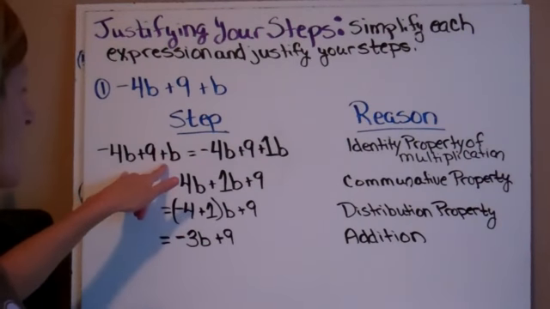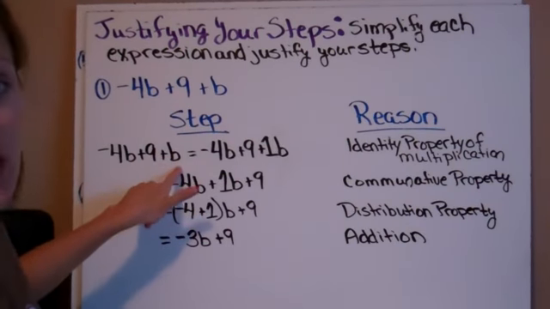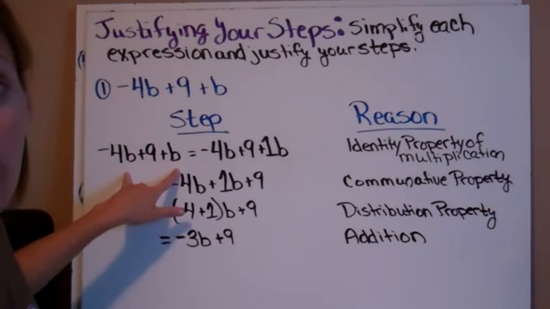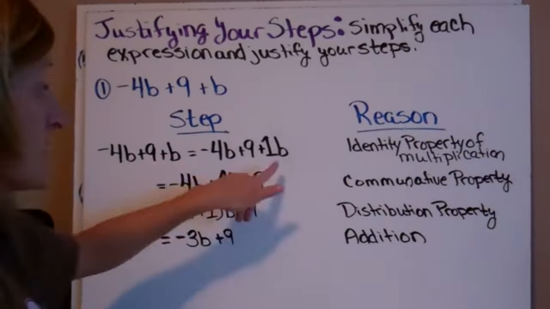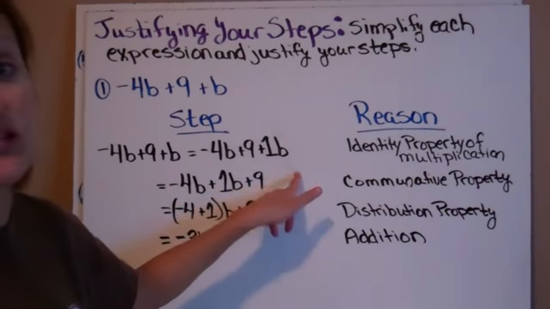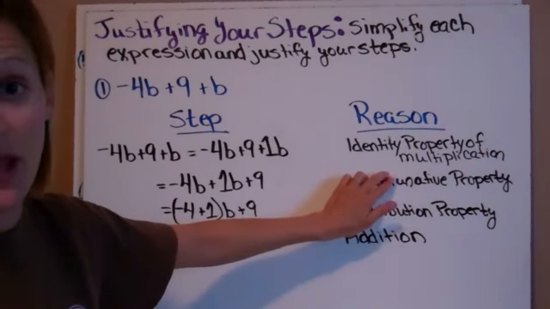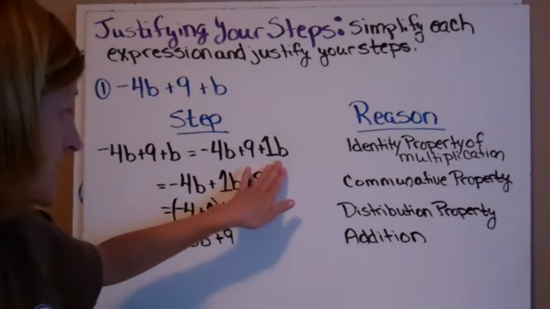So this first thing I want to do is, I know this b and this -4b, I need to combine them together. Now I know b is really 1b. It's just a simpler way to write it. I know that because of the identity property of multiplication. So I get to this.